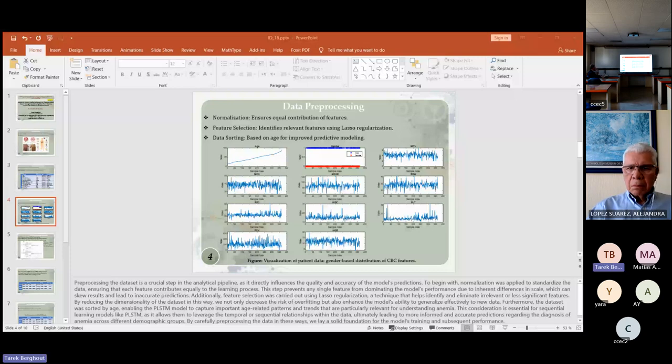So, the results of the training phase reveal that both long short-term memory and PLSTM models perform well with low root mean squared error and mean absolute error values, indicating strong predictive capabilities. However, the long short-term memory model shows signs of overfitting, evidenced by high R-squared values during training. This suggests that while the long short-term memory fits the training data exceptionally well, it becomes overly specialized to the training set, reducing its ability to generalize to new and unseen samples, a key concern in medical diagnostics.